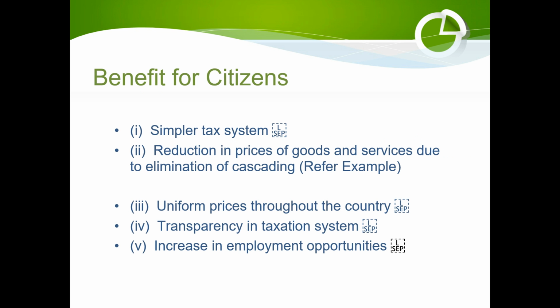Benefits of GST for citizens: a simpler tax system, reduction in prices of goods and services due to elimination of cascading, uniform prices throughout the country, transparency in the taxation system, and increased employment opportunities.